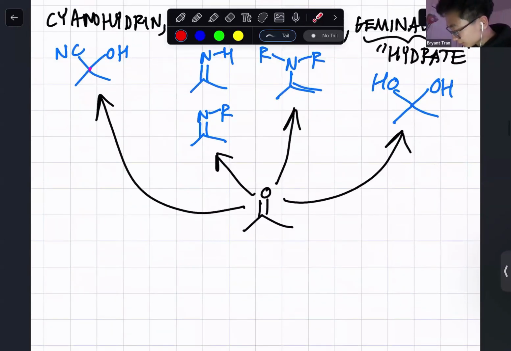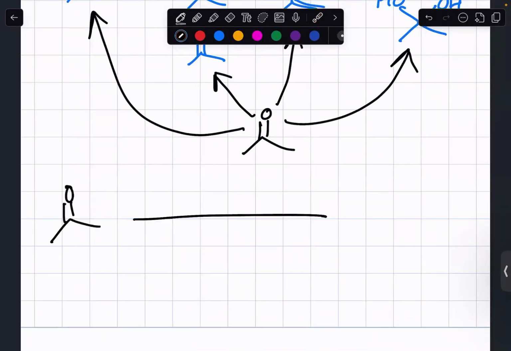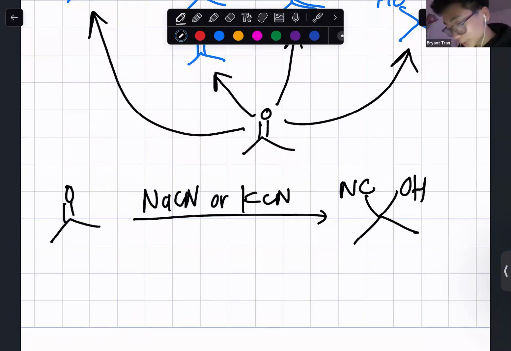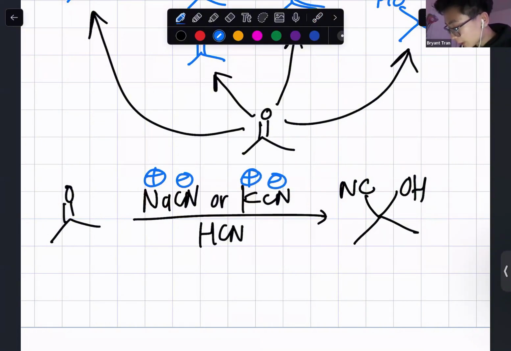Now let's do cyanohydrin formation. Let's say we have this carbonyl here, and we want to get to this cyanohydrin here, OH, CN. And we want to have NaCN or KCN, they're the same thing, and HCN, right? Because whenever you see Na or K, always associate that with a positive charge. That means that whatever is attached to it is negatively charged. Our negatively charged species here is the CN minus, like that.